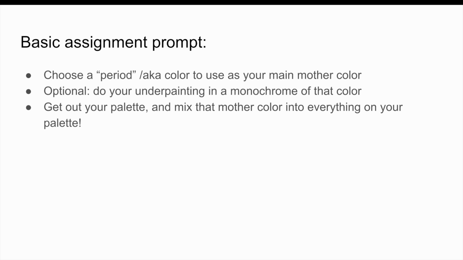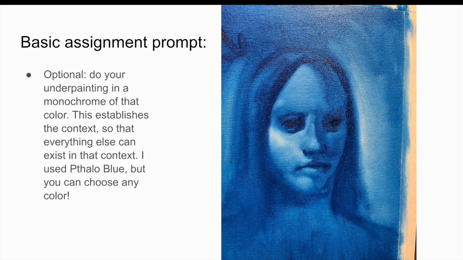It's optional to do an underpainting, a monochrome underpainting with that color. And then when you get your paint out on your palette, you're going to mix that color into everything on your palette. All right, so just to show you what I'm talking about, this is a little sketch I did with some oil paint, and this is a monochromatic underpainting with only that color. So this is phthalo blue. I covered my little canvas entirely in phthalo blue, and then I used my rag to wipe out some of these lighter areas. Right, so this establishes the context, right?